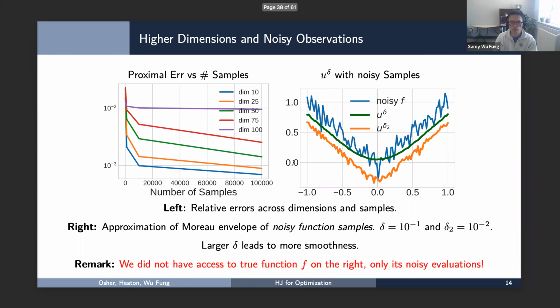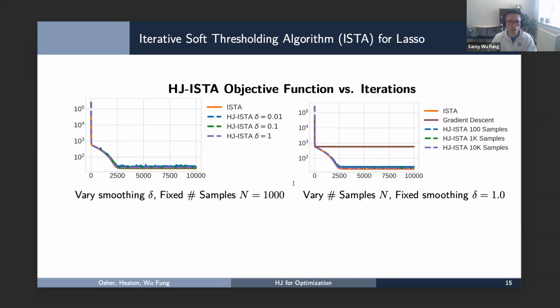So this only shows us how accurate it is to approximate the proximal evaluated at one point, or just the proximal itself. So how does it do in action? If I want to now employ this approximate proximal, this Hamilton-Jacobi based proximal, and embed it into an optimization algorithm, the question now is how well does it do? So here we have the ISTA algorithm, which is proximal gradient descent, where the proximal is essentially the shrink operator.